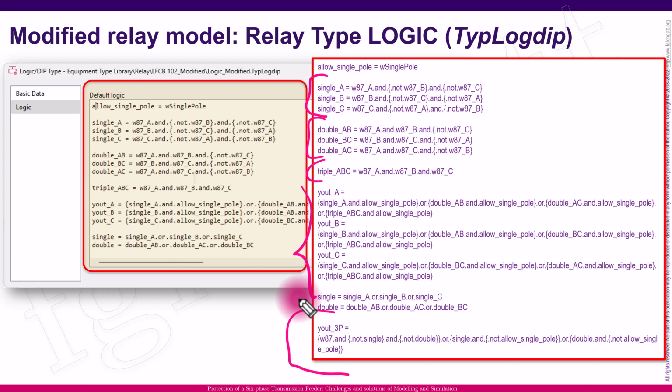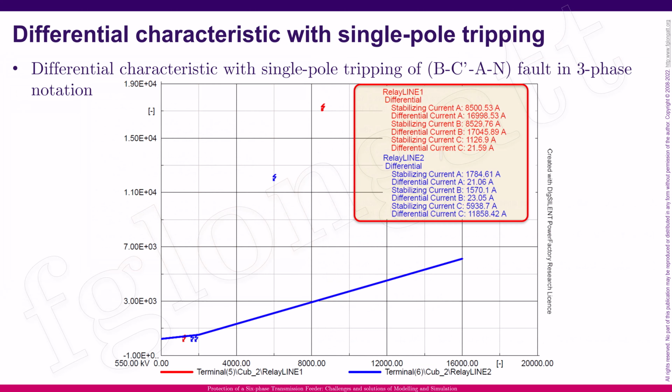If you want to have access to this model, what you need to do is just request it from us, and we will be extremely happy to share that model with you. Here is the classical differential characteristic. In this case, we are using the single pole tripping, and we are using the fault that is BCAN. And as you can see, there is a clear differential characteristic that is shown in blue color in this segment.